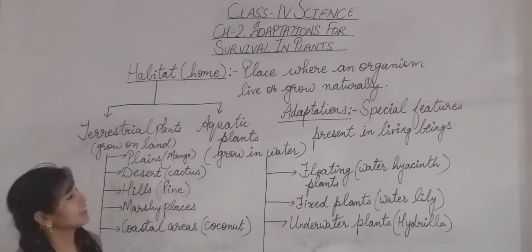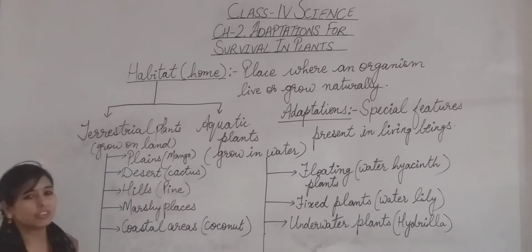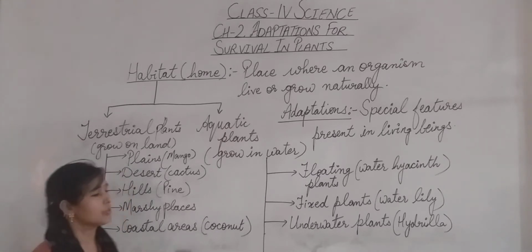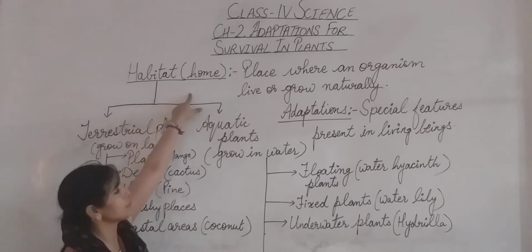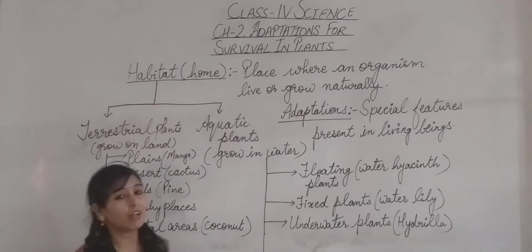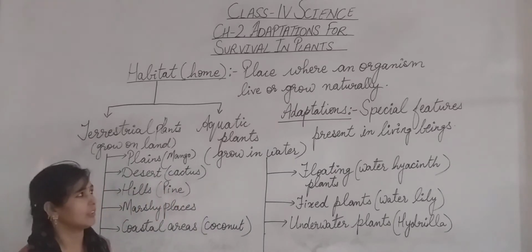Today I am going to take chapter number 4, Adaptations for Survival in Plants. Before talking about adaptations, I would like to state what is habitat. Habitat, in simple language, means home. The place where an organism lives or grows naturally is known as habitat.